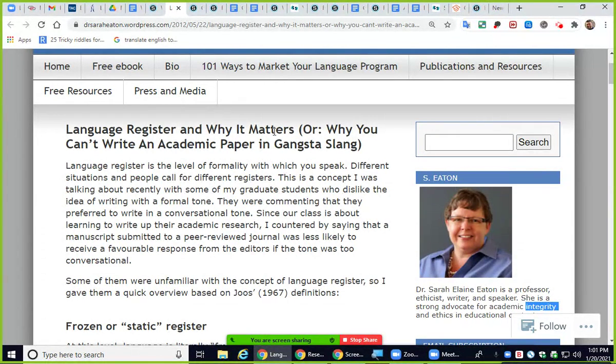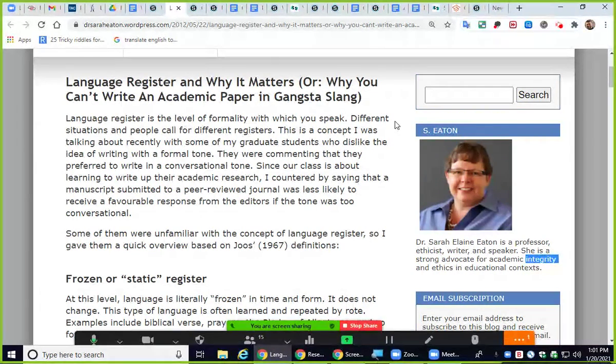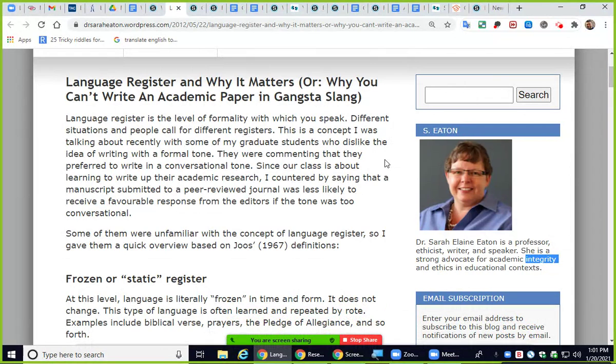Language register and why it matters, or why you can't write an academic paper in gangsta slang. Let's see what she says here. Language register is a level of formality with which you speak. Different situations and people call for different registers. This is a concept I was talking about recently with some of my graduate students who dislike the idea of writing with a formal tone.